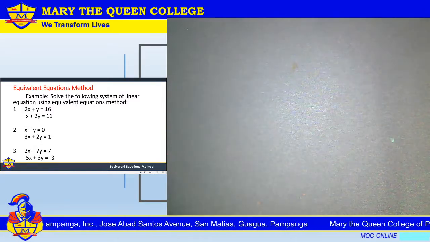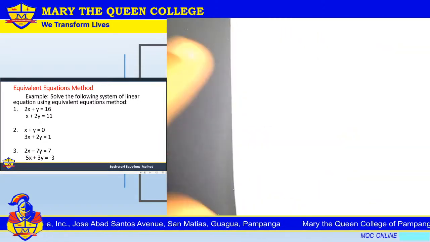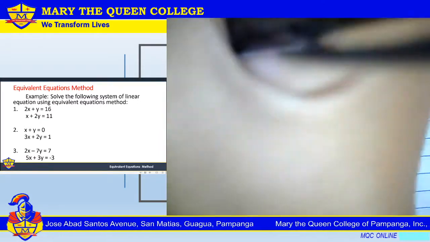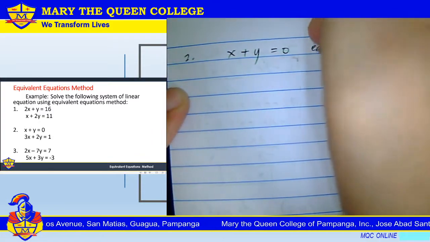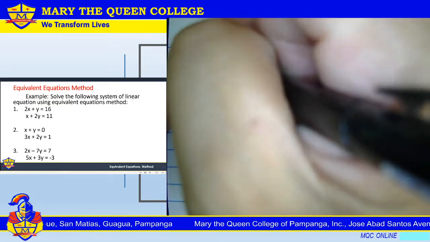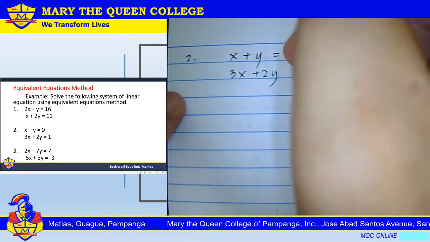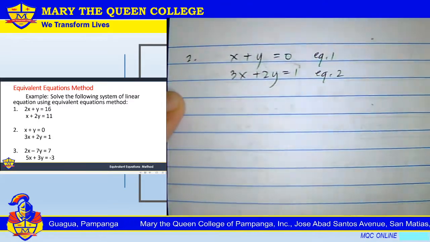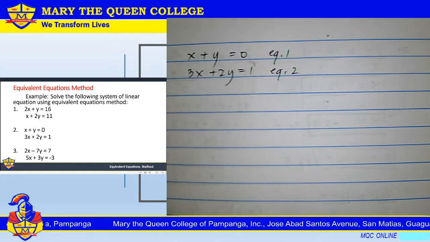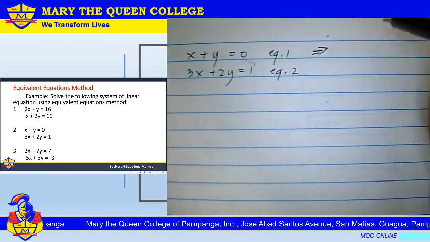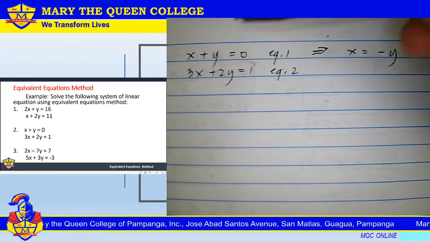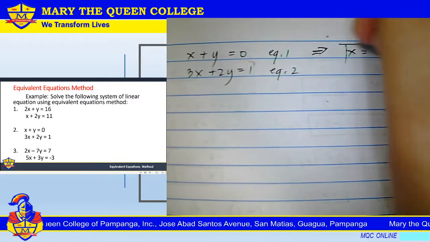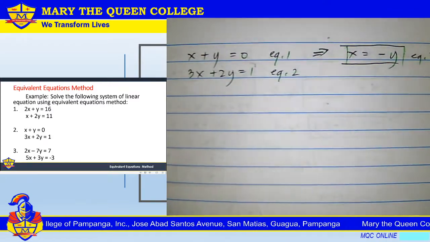Okay? Then, for our next example, we have number 2. We have x plus y is equal to 0. This is equation 1. Then we have 3x plus 2y is equal to 1. That is equation 2. Okay? Focus tayo sa variable x muna. So from here, we have x is equal to negative y. Bakit? Kasi from positive maging negative siya. So this is our equation 3.